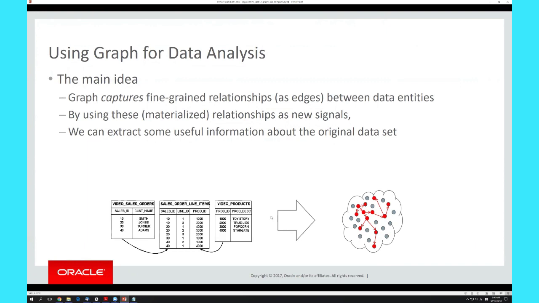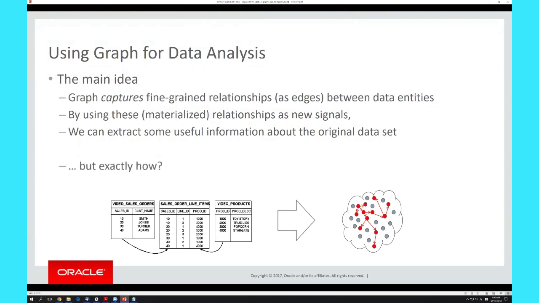Each of these vertices is an entity in your data set, and whenever there's a relationship that you define, it can be a foreign key, a join condition, or something else, whatever relationship you want to capture, you create an edge and connect those entities together. If you think about it in that way, this graph model has more materialized information than the original data set. So if we can use this information, we may get more insight, more useful information about the original data set. That's the fundamental idea behind using the graph for your data analysis.